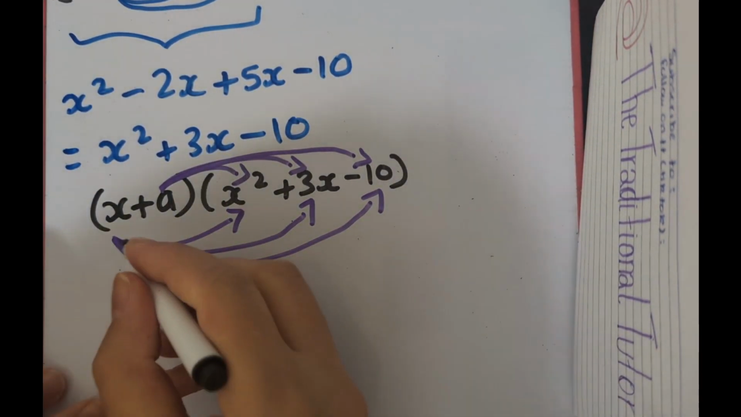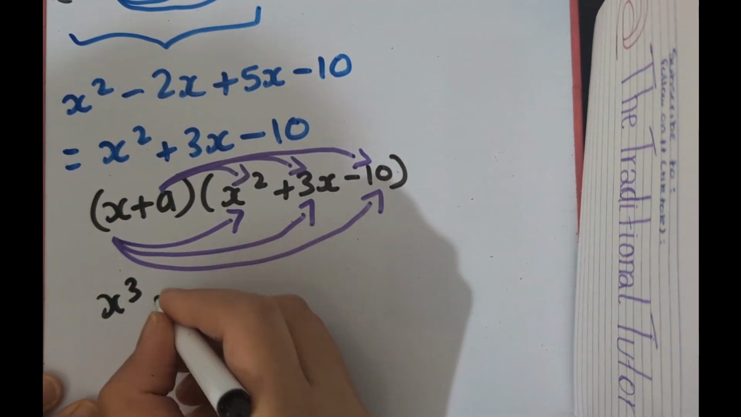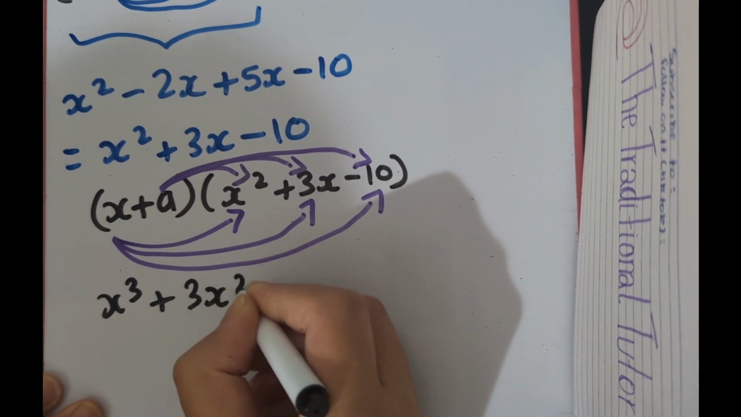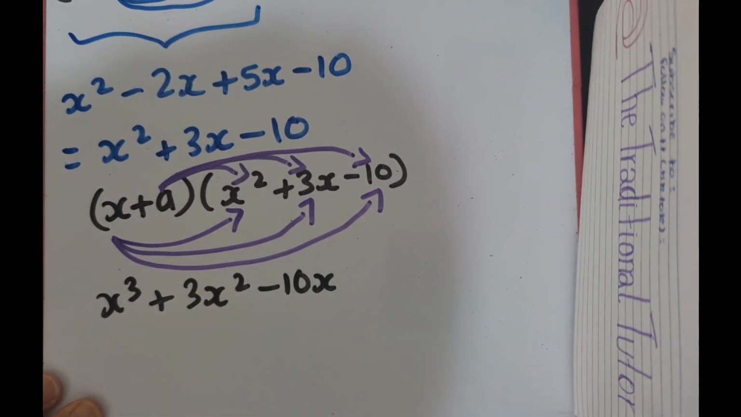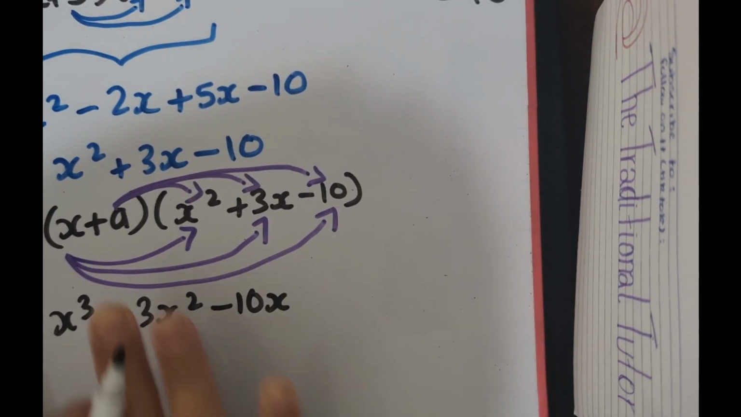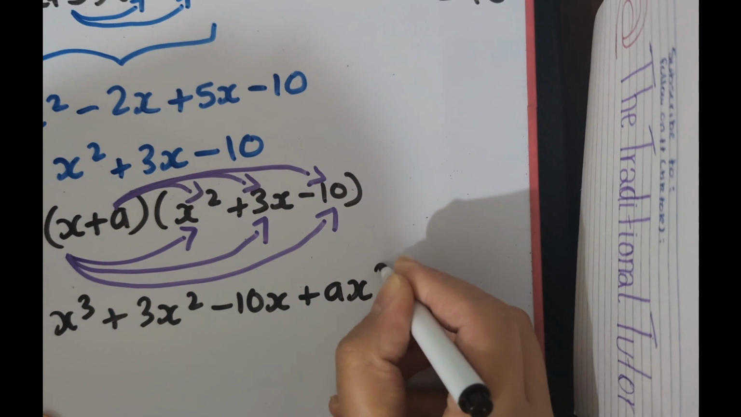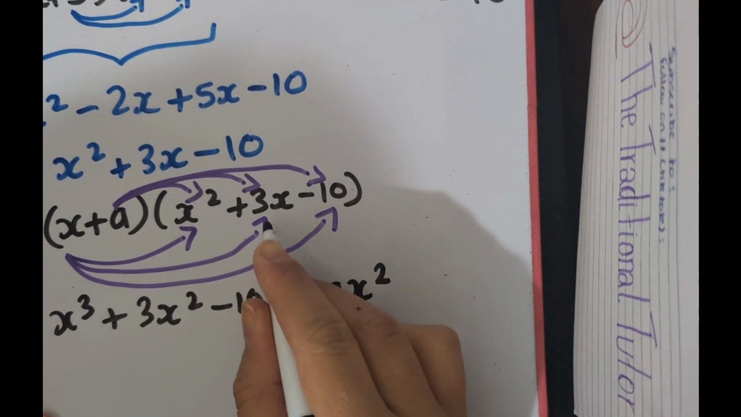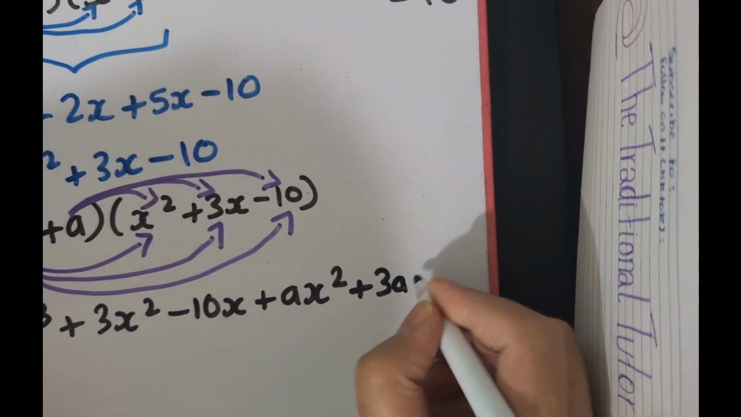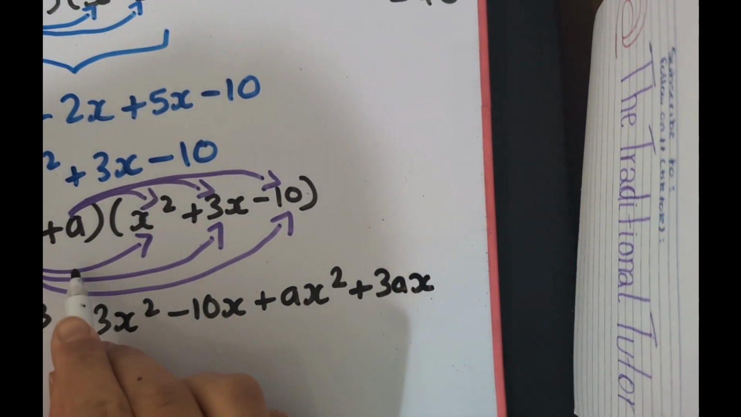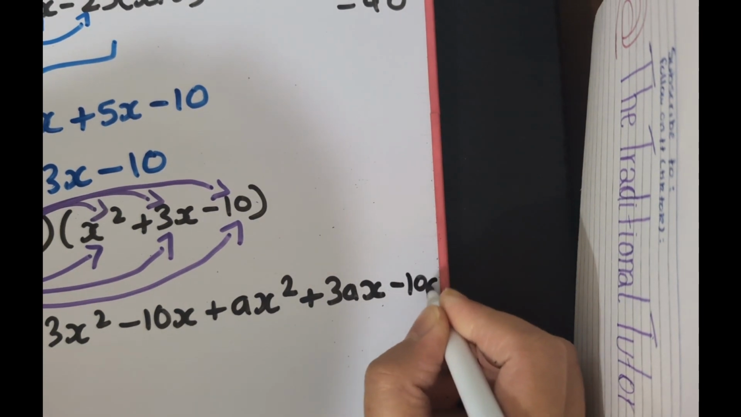So I'm going to be doing x times x squared gives me x cubed, x times plus 3x gives me plus 3x squared. x times negative 10 gives me negative 10x. Now moving on to a, so I've got plus a times x squared gives me plus ax squared. Plus a times plus 3x gives me plus 3ax. And then plus a times negative 10 gives me negative 10a.